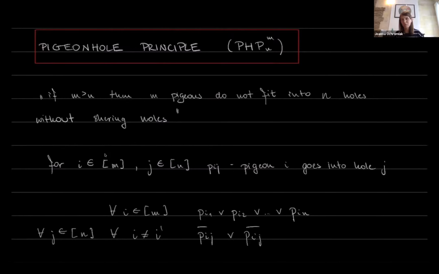So we write a formula which means that there exists an assignment of pigeons to holes such that they do not share a hole. Any pigeon gets to one hole, this is this disjunction, and no hole gets to different pigeons. So this is what is written here, I hope. Yes, this is an unsatisfiable formula because it's impossible to fit m pigeons into n holes.